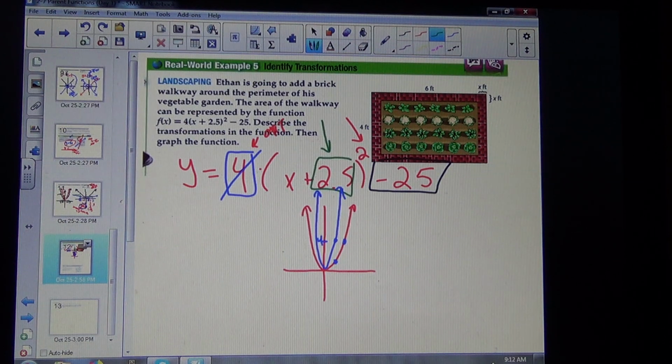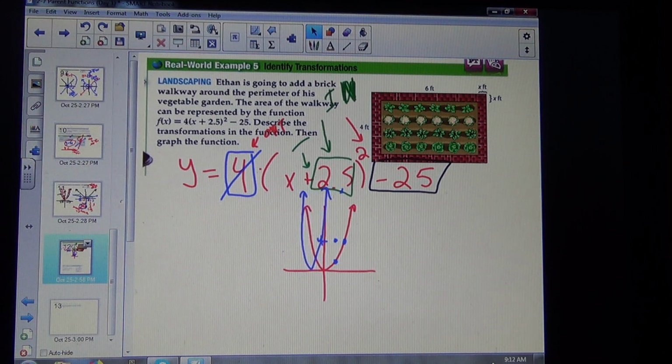2.5 is on the inside, so on the inside I change my x's, which means I'm going to do the opposite. Okay, so on the inside we're going to do the opposite. And it's left and right, it's the x values. So instead of a plus on the inside, the opposite of that would be a minus. So all x values are going to shift to the left 2.5. So then I move to there, shifting my parent graph.